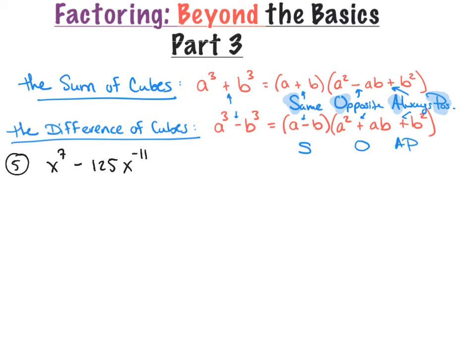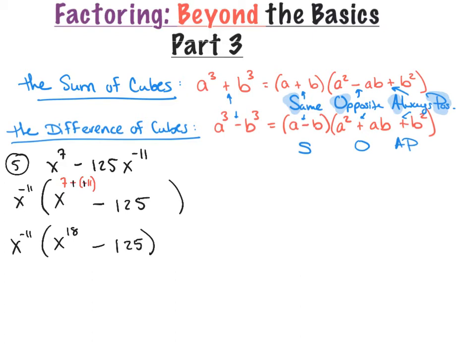If you take out the smallest number, that's x to the negative 11. So we're going to factor out x to the negative 11. And don't forget, when we do that, we subtract existing exponent minus exponent we're factoring out. So that would be x to the negative 11 times the quantity, okay, minus a negative 11 is plus x to the 18th. Minus 125, and then the x to the 11s cancel. So I have x to the negative 11 times x to the 18th minus 125.